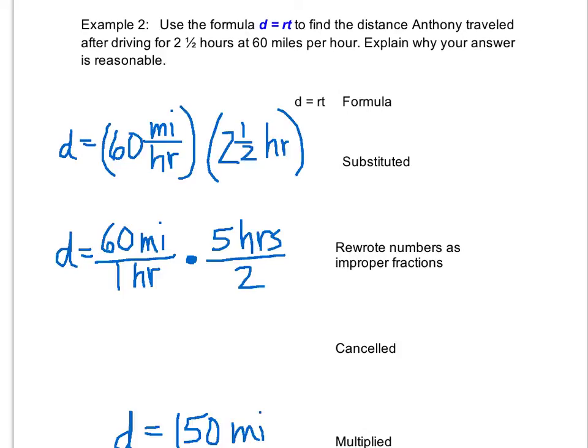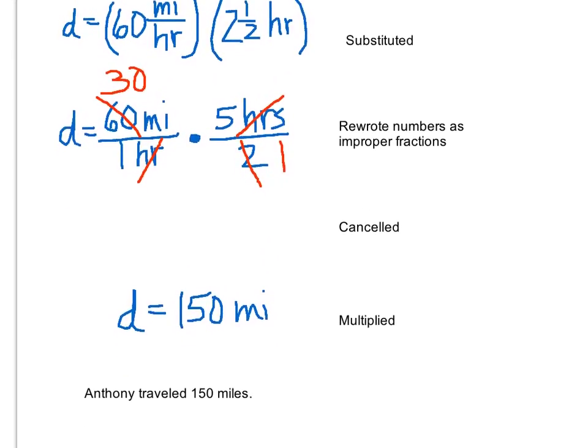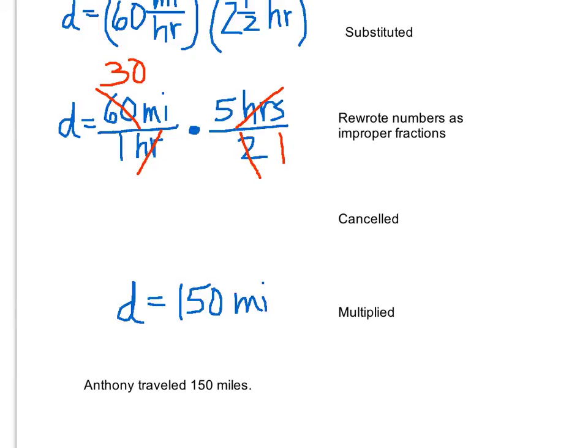Now we'll do the multiplication. We start by canceling where we can to simplify our multiplication. So we see that there are hours above and below the division line, so we can cancel those out. Cancel the units, and then we see that both 60 and 2 are divisible by 2, so we'll divide those. 2 divided by 2 is 1. 60 divided by 2 is 30, which leaves us with a simple multiplication problem. D equals 30 times 5. We see that the answer is D equals 150 miles. Anthony traveled 150 miles on this trip.